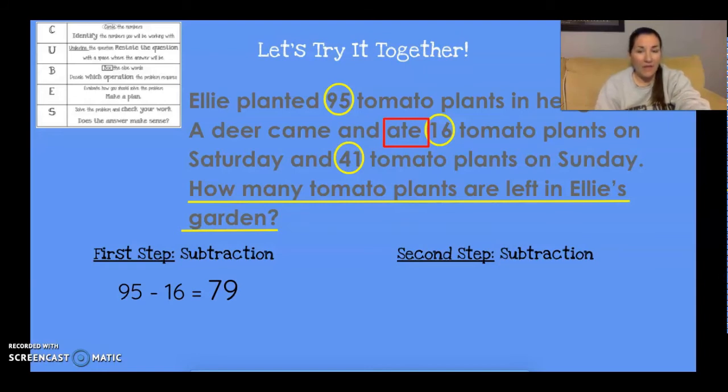When I'm solving, if I already figured out that after Saturday there are 79 tomato plants, then I'm going to have to take 79 that are left and then subtract the amount that were eaten on Sunday. So 79 minus 41 would be my next step, which is 38. So again, I have to be able to label that and explain the answer to the story problem. How many tomato plants are left in Ellie's garden? 38 plants are left. It's important to label that so that we know what you're talking about.